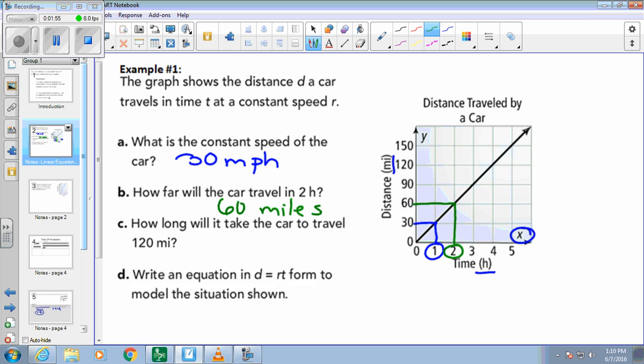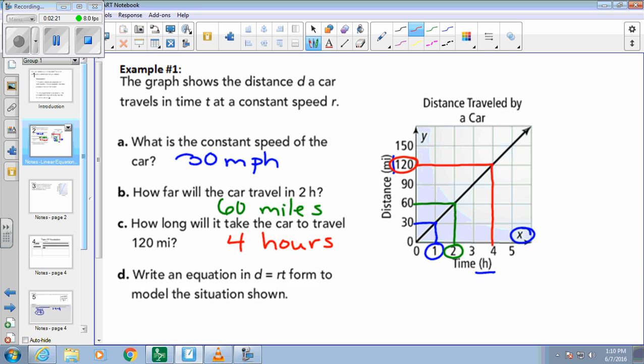C then says how long it will take the car to travel 120 miles. So this time I'm looking at my y-axis at 120 miles, draw my line over, see where it meets the line that's drawn, go down to the corresponding x value, and I will get 4 hours.